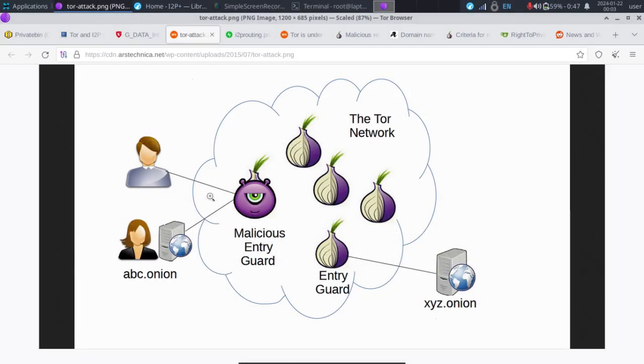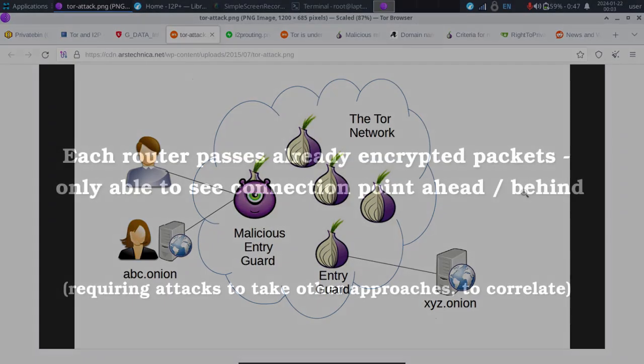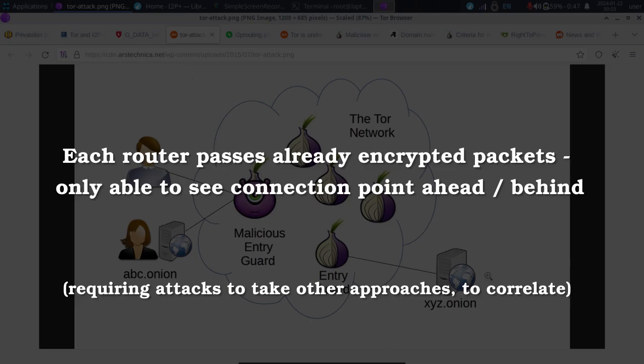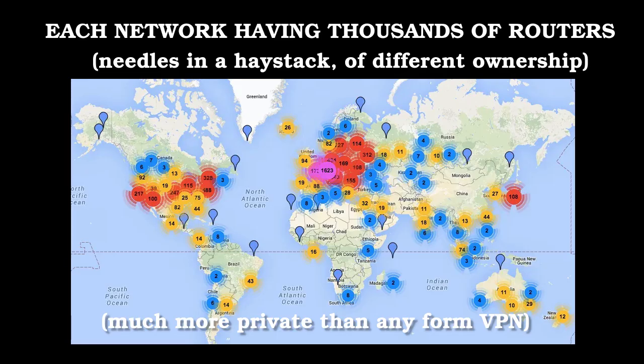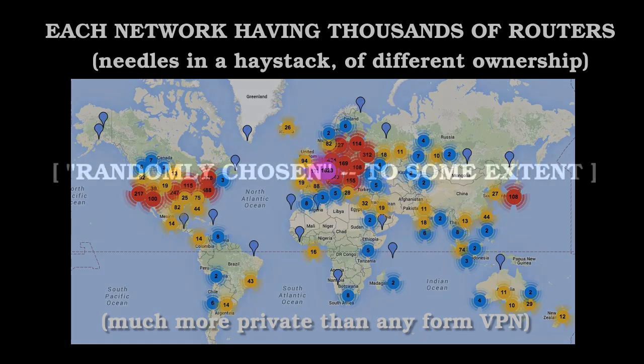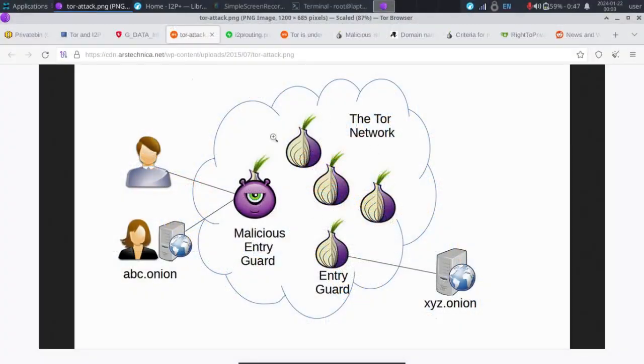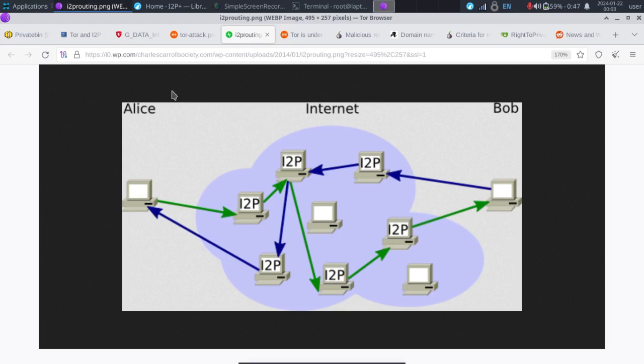Now, if they controlled the entry that the user was using, which is all randomly chosen, keep in mind there are thousands and thousands of these routers to choose from. So it's a randomly chosen connection, and it's a much bigger picture than what we're seeing here. We're only looking at one user in this picture. Same with this one. We're only looking at one user here.